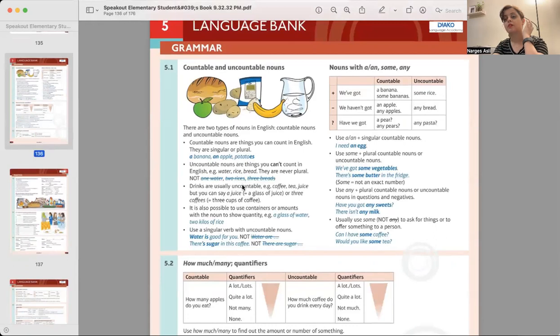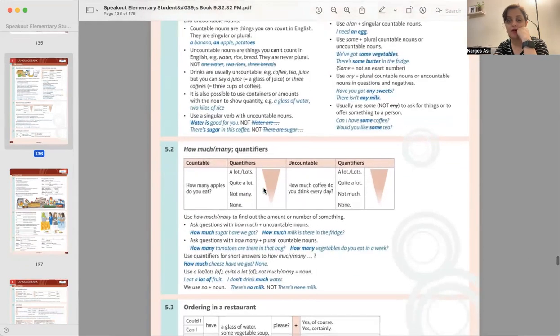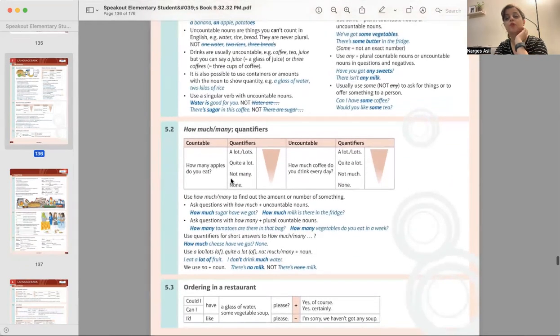Last session we talked about countable and uncountable nouns, and we talked about the plural S that we have, for example, a cup of tea in a singular way. In a plural way we can say cups, lots of cups, teacups, or cups of tea. And yeah, we talked about this. Now we want to talk about the question form: how much and how many quantifiers.